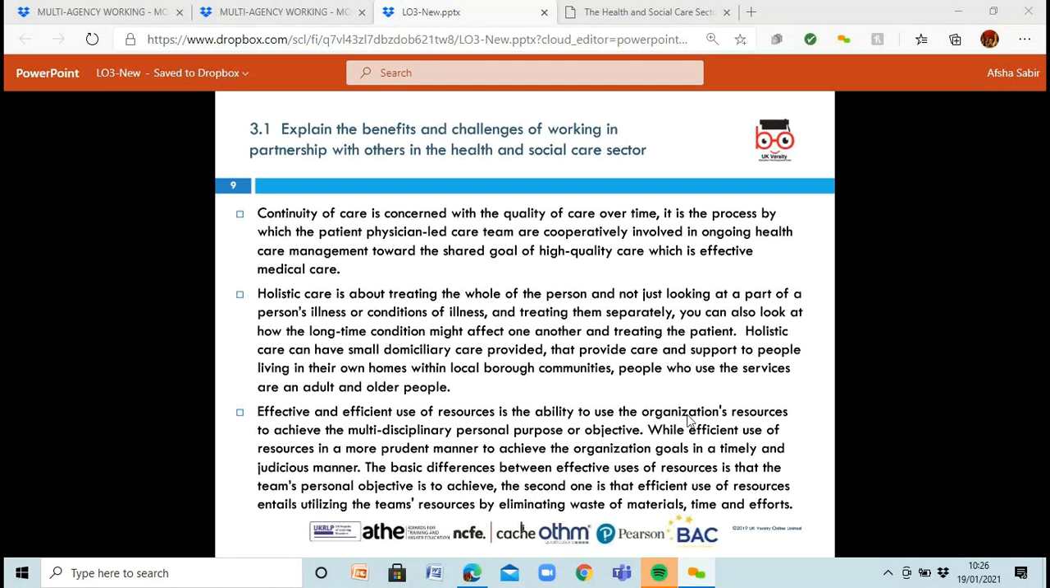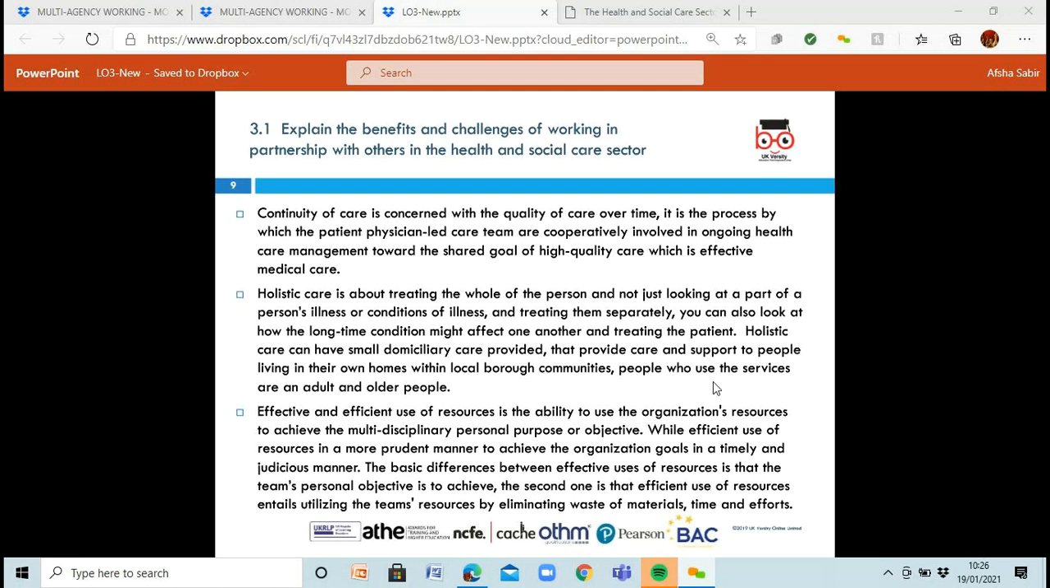If I read a little bit off here, holistic care is about treating the whole person. So you're not just looking at a person's illness or conditions, and you're not trying to treat them separately. You're looking at it in total as an overview. Holistic care is quite a big thing within health and social care. It's a fantastic thing to do, because you don't just focus on one thing. You're trying to see what their environment is, what their home communities are, and how much care they actually have.